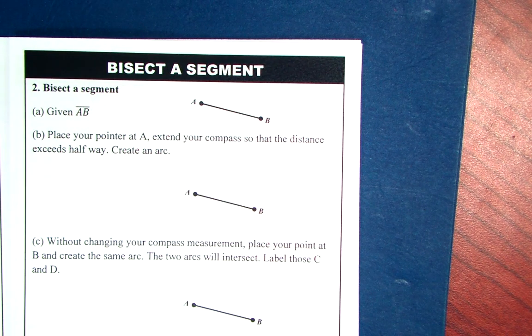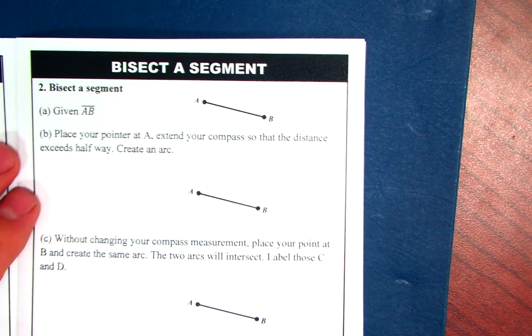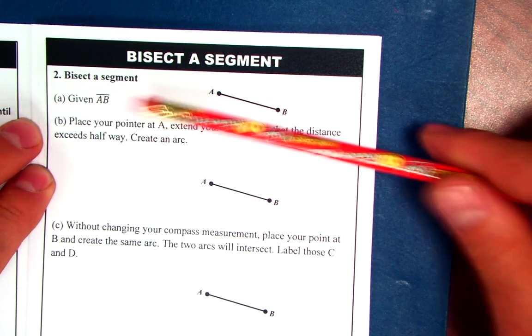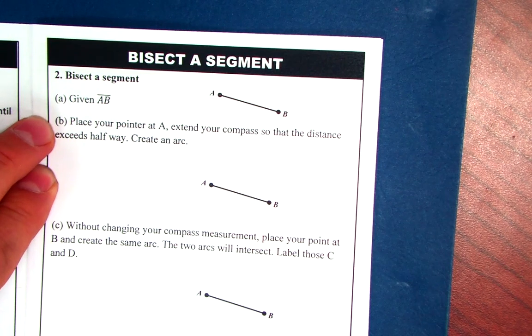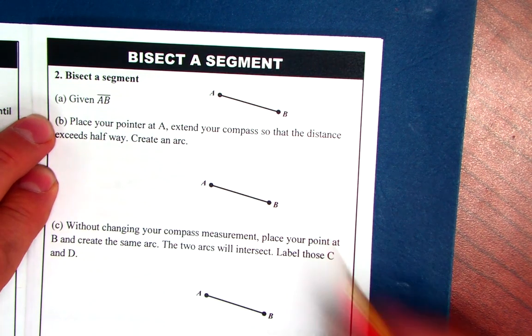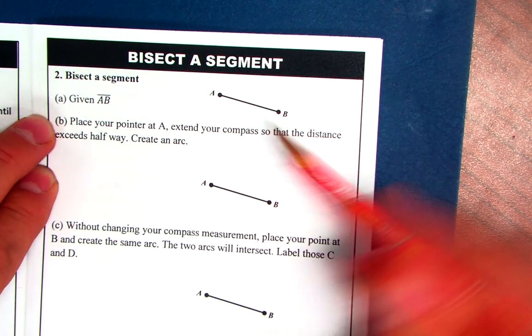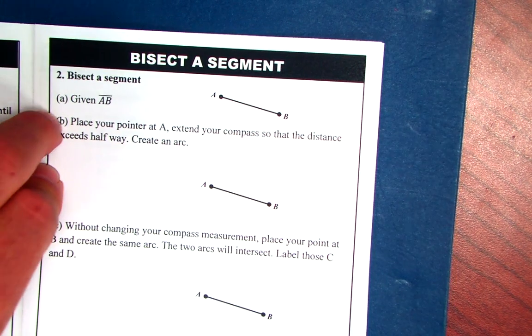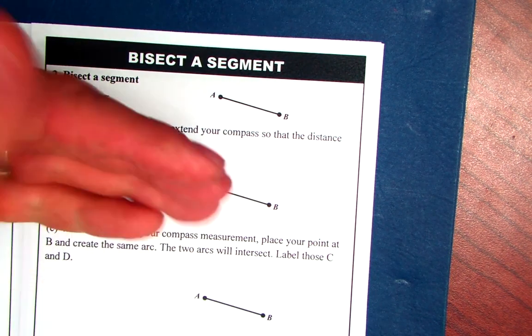All right, next we're going to bisect a segment. That means we're going to find the point that divides the segment into two congruent parts. Now I have it listed out as a series of steps, but when you do this, you're just going to do it on one segment. You won't have to redraw it several times. But the idea here is I'm showing you each step individually.